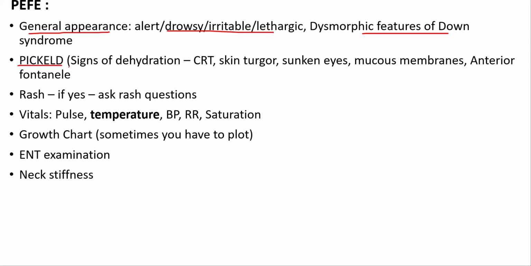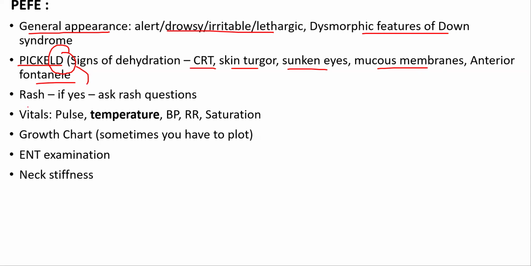So any pallor, icterus, cyanosis. Very, very important for pediatrics, especially a vomiting child, is any sign of dehydration. For dehydration, we look for these findings. We look at the capillary refilling time, sunken eyes, dry mucous membrane, and whether the anterior fontanelle is depressed. So capillary refilling time, skin turgor, sunken eyes, mucous membrane, and anterior fontanelle. These are the things that we look for to assess dehydration in a child.